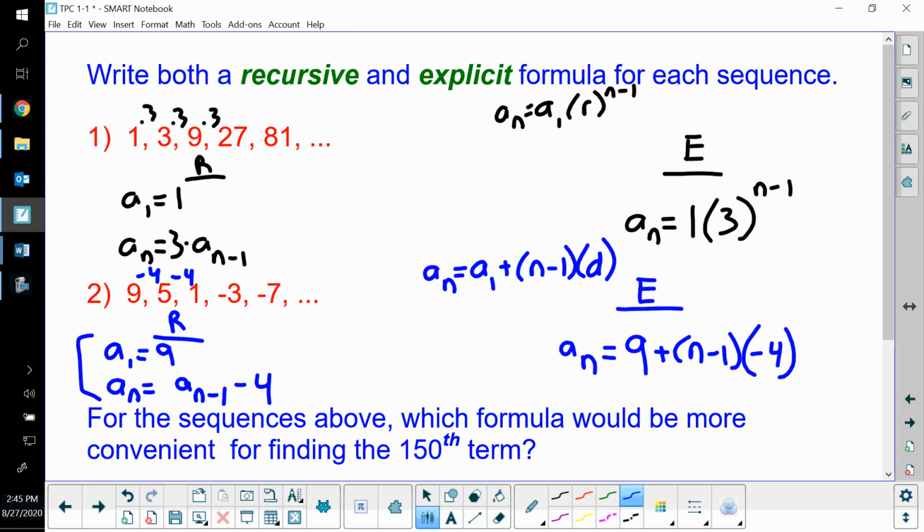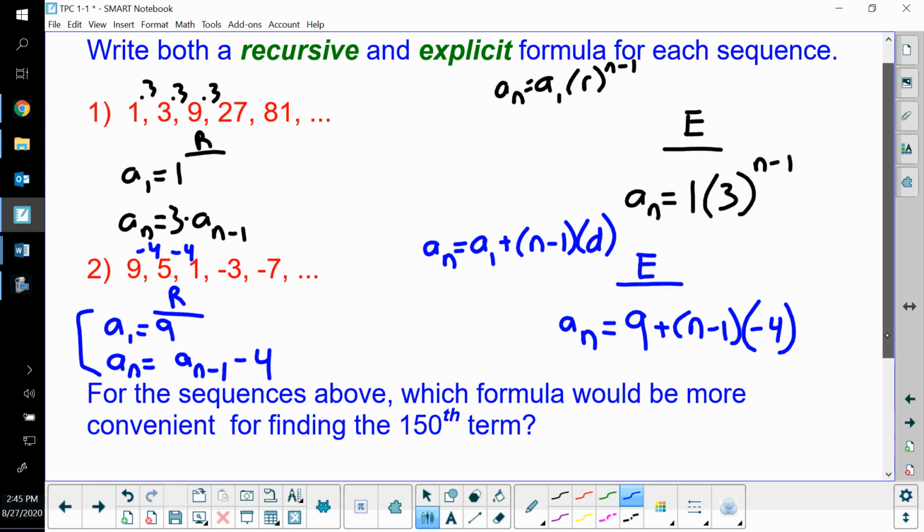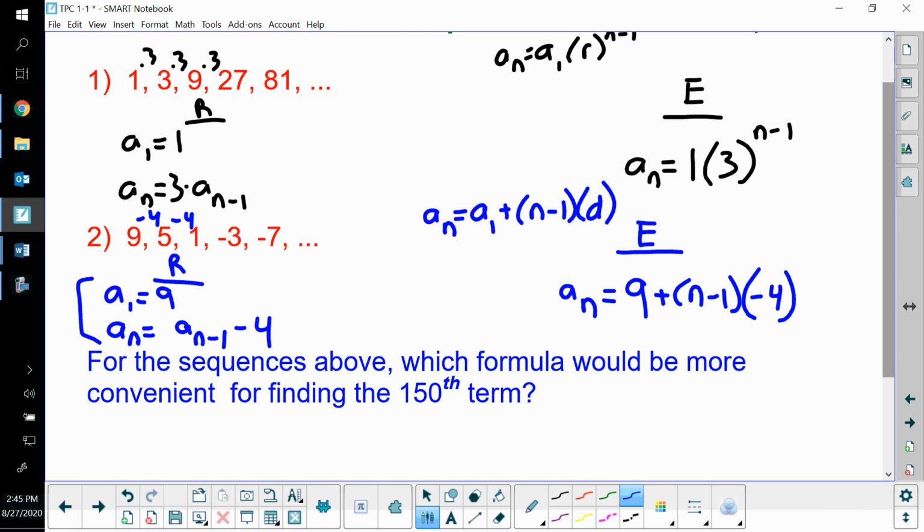For the sequences above, which formula would be more convenient for finding the 150th term? And this was something I just mentioned on the previous slide, but the explicit is better. Because that can directly find you the 150th term. If you wanted to use recursive, you would have to find all 149 terms that come before it.